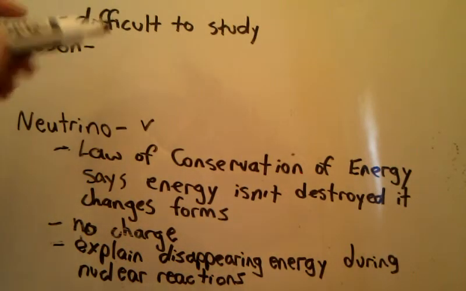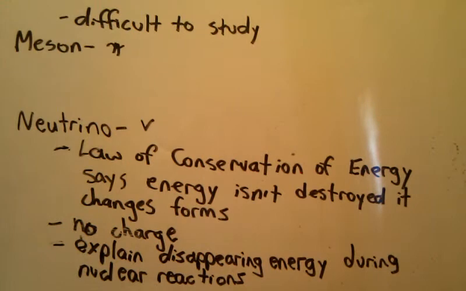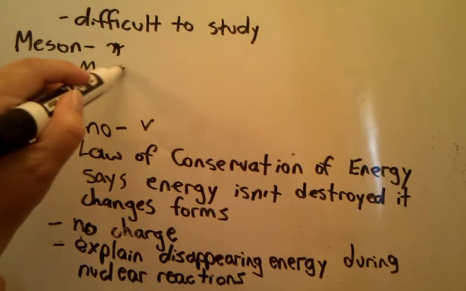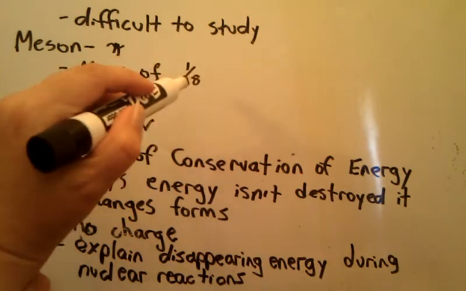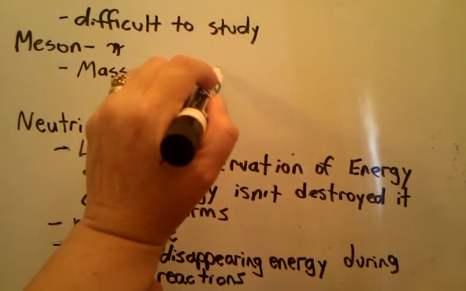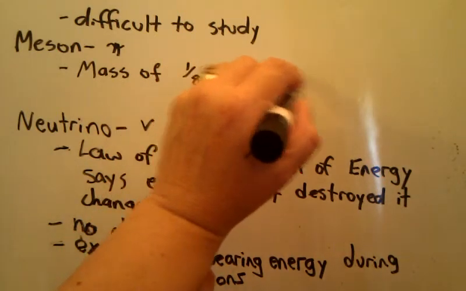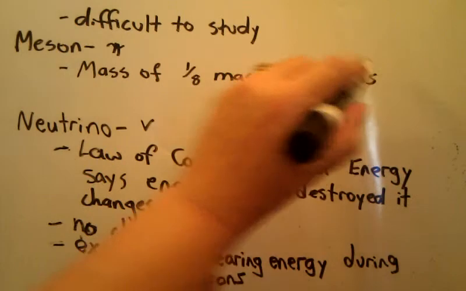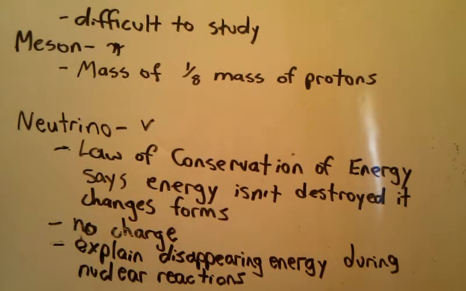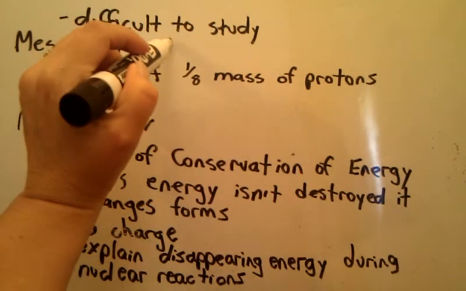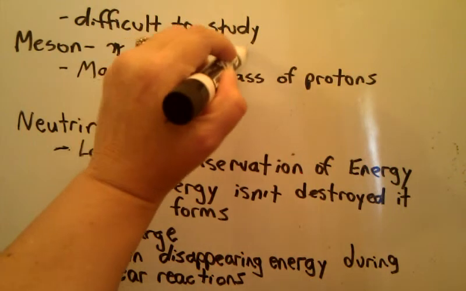Okay, a meson. The symbol for meson looks kind of like the symbol for pi. Nuclear particles with a mass of about 1/8 the mass of protons are known as mesons. They have a charge of positive, negative, or 0 and are very unstable. They can either have a positive, negative, or zero charge.